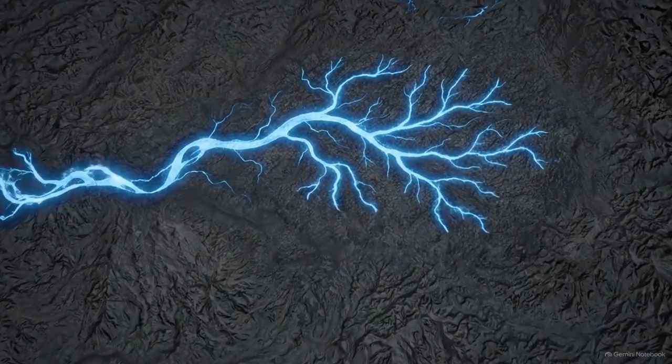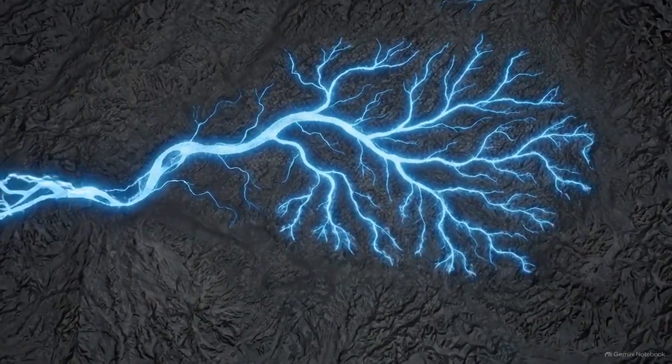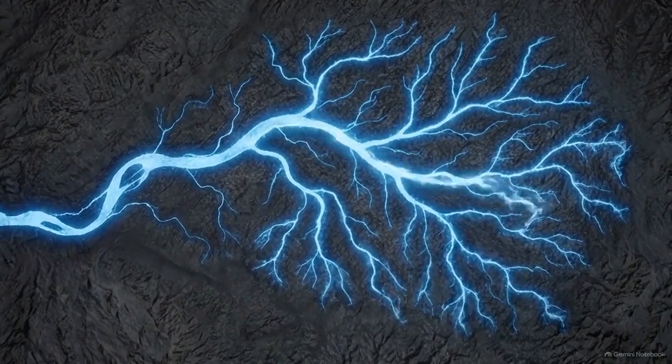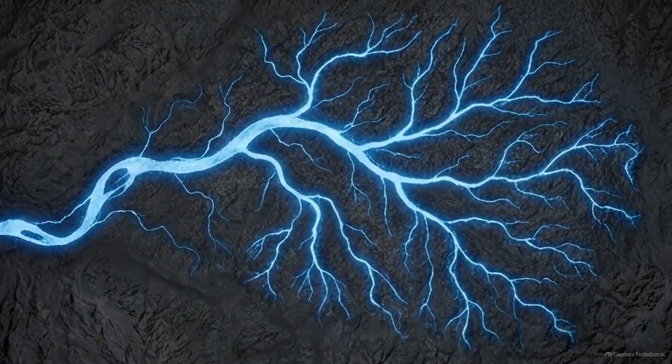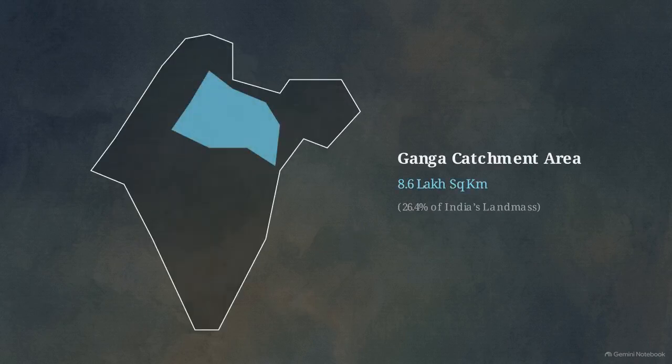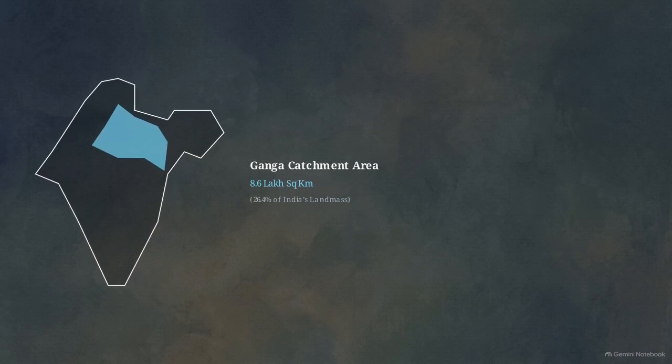Maps represent the Ganga as a single blue line slicing across northern India. In reality, that line fractures into a massive, sprawling network of veins. The catchment area covers 8.6 lakh square kilometers, 26% of India's landmass.